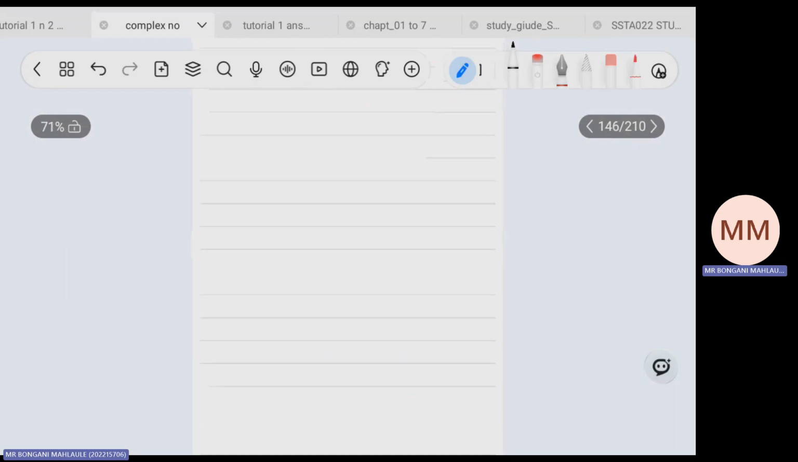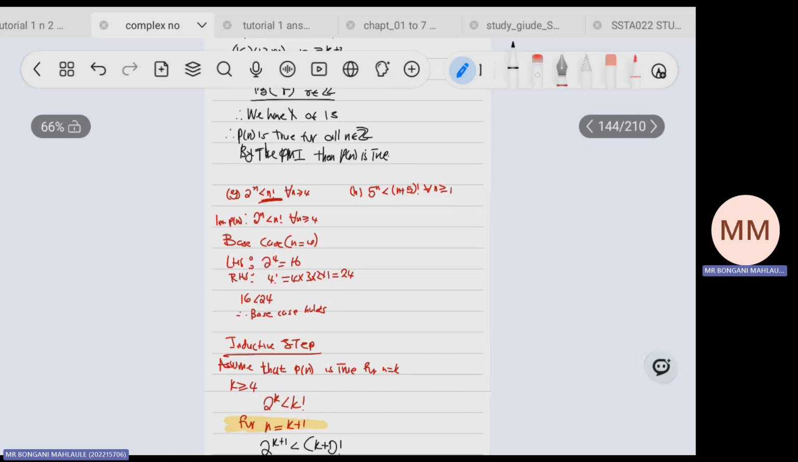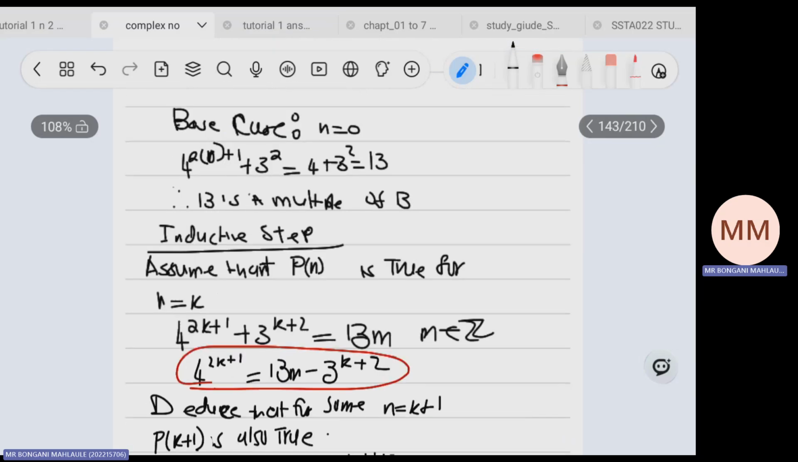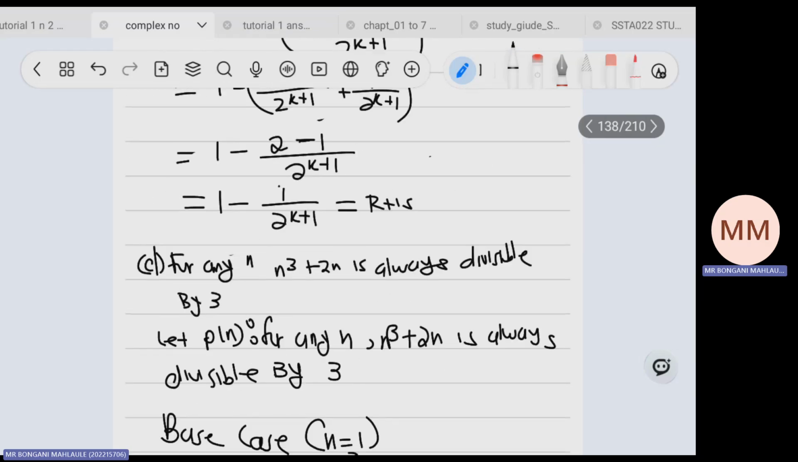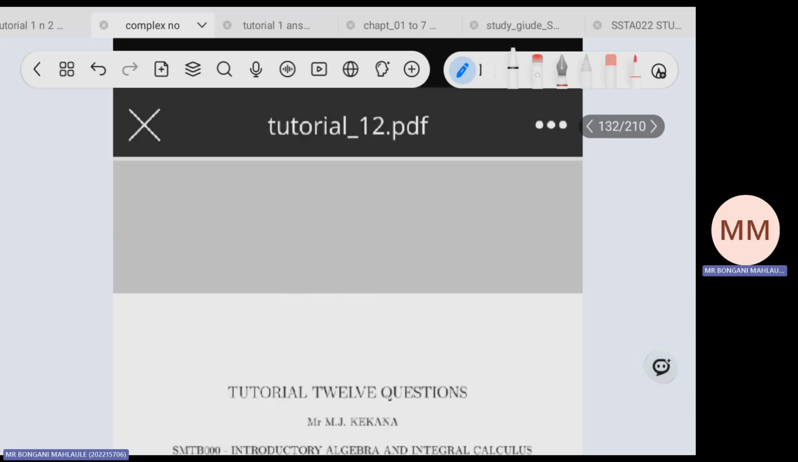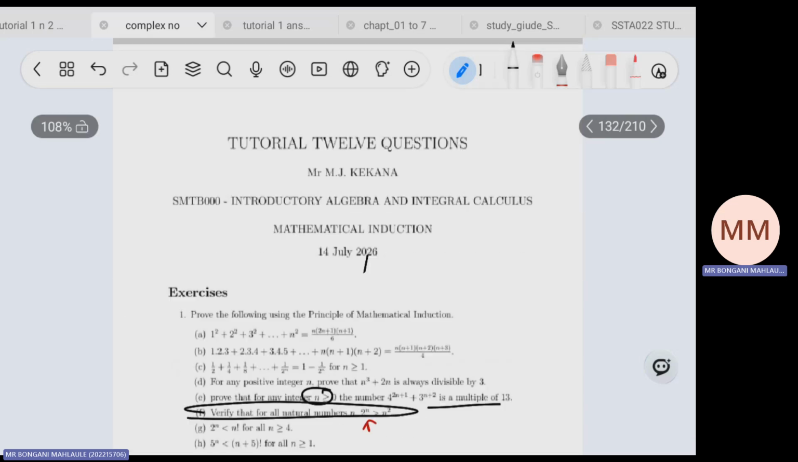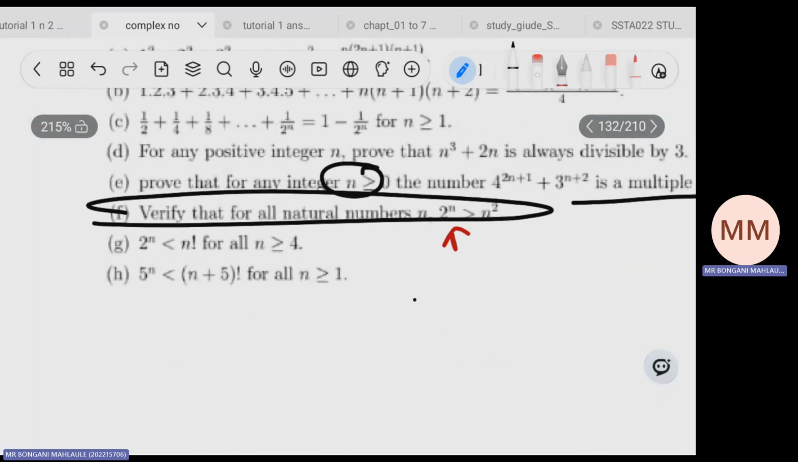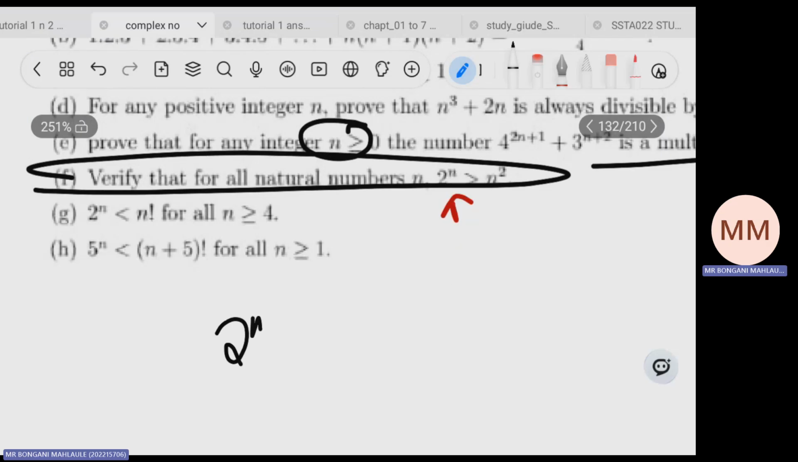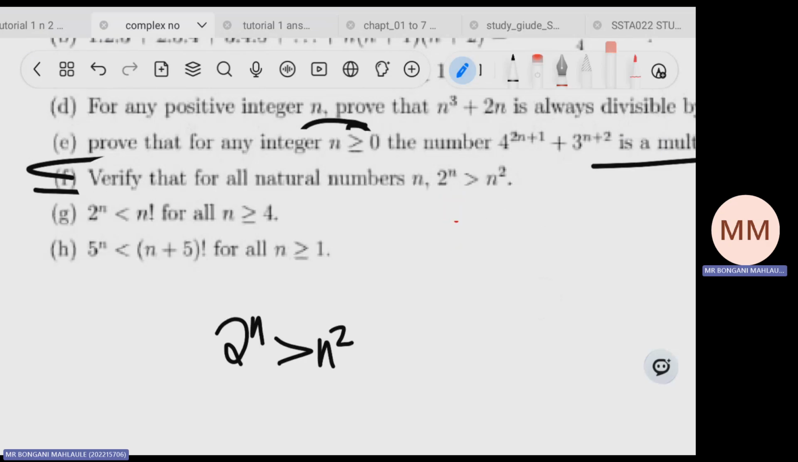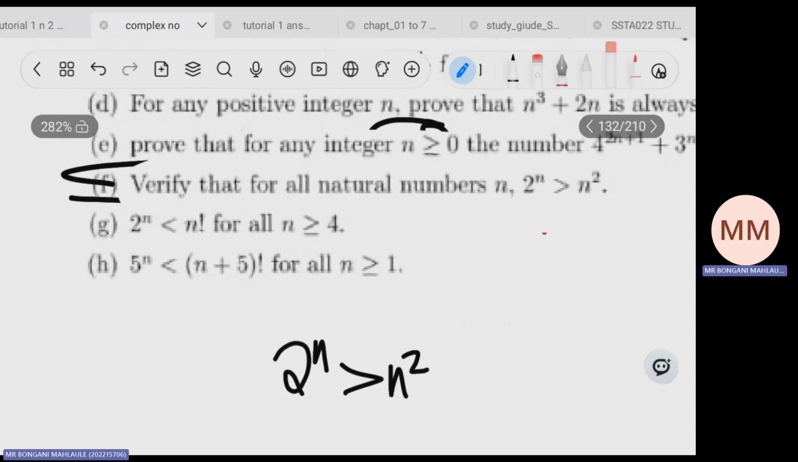I think I can stop the recording here. Let's try to take this one. I skipped one question. I think we can do it. Still have time. Verify that this is true for all natural numbers. Letter F.